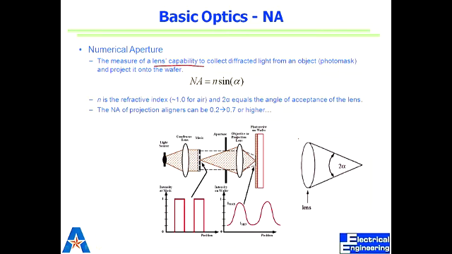So it is 0.2 to 0.7 for projection aligners. And this is just a way of showing what we are getting when it's passing through the mask and what we get at the surface of the mask.